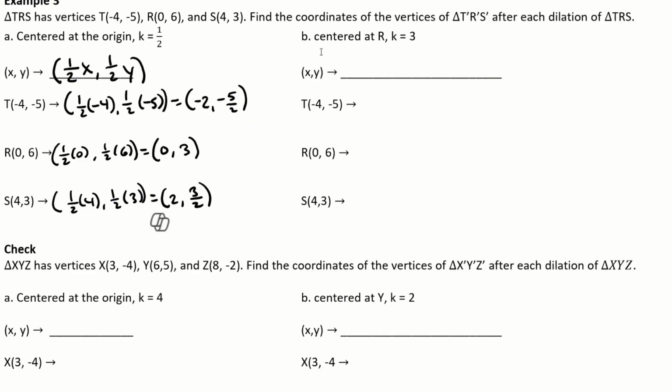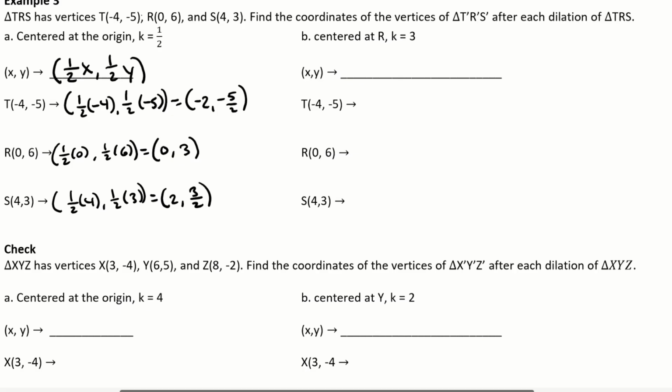All right, so let's look at the next one. Part B says centered at R, k equals 3. Notice that the previous one was a reduction, where the coordinates got smaller. This one is going to be an enlargement. It's going to be 3 times as large, a 300% increase in the size, and it's centered at R. R is this point right here.